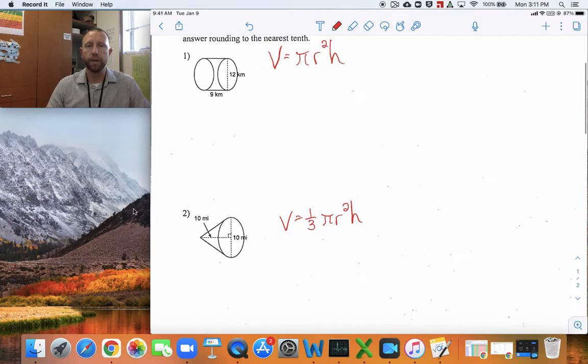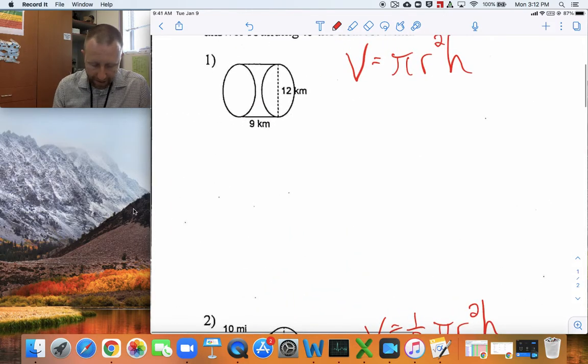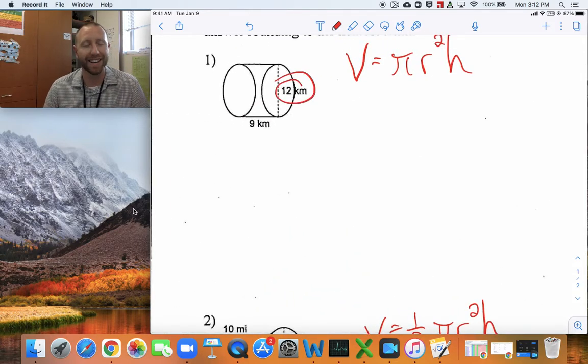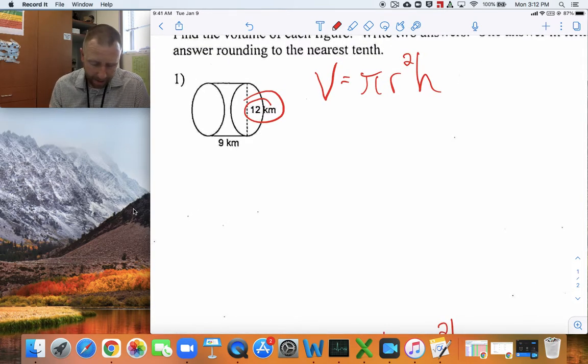I notice it's the same for all three of these. My radius isn't given to me. They give me the diameter, and from that, I can get the radius, so I've got to do a little bit of work. For this cylinder, it has a diameter of 12, so I need to cut that in half to find the radius, because the radius is just from the center of the circle to any edge. So half of 12 is 6, and now I'm ready to fill in everything I know.